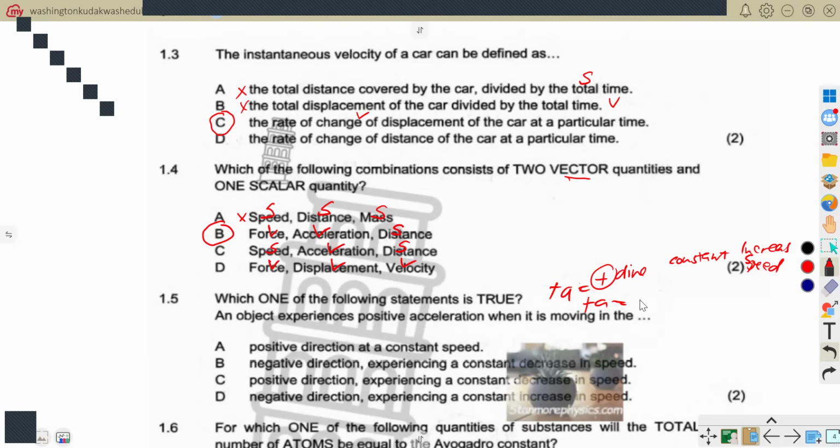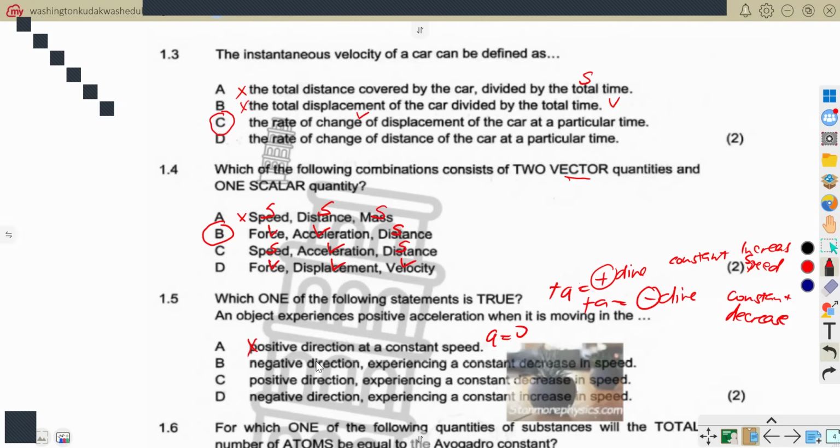And also when you have a negative direction and then a constant decrease, so it's either you are having a negative direction and a constant decrease, or else you are having a positive direction and a constant increase in speed. That's when you have positive acceleration. So let's look at our options. Option A is saying positive direction at a constant speed. Once you have got constant speed, when there is no changing speed, your acceleration is equal to 0. So this one is out.